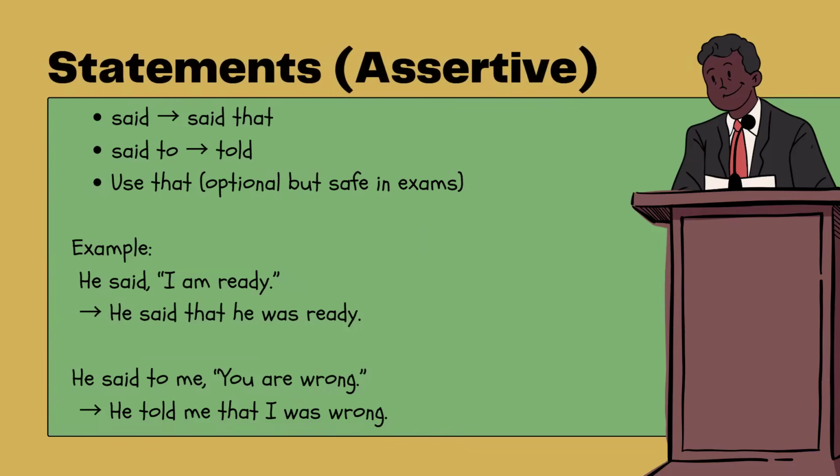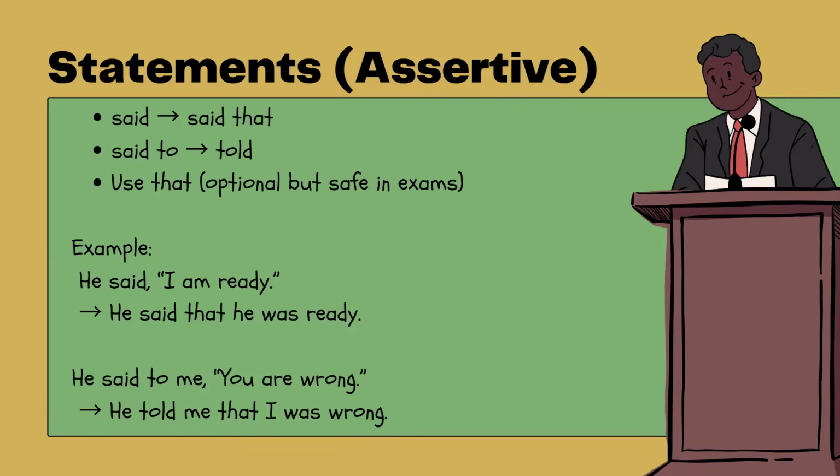Now let's move on to the types of sentences. First come the statements, those are the assertive sentences. In assertive sentences, use "said that," or if it is "said to," change it into "told." Use "that" as an optional word, which is very safe when you are writing for a board exam. But if you are using it in your day-to-day conversation, that is not so important.